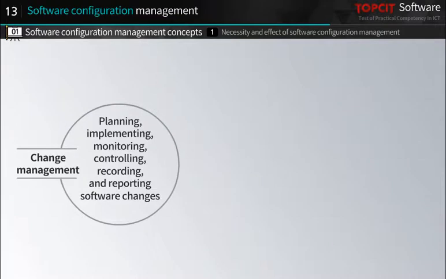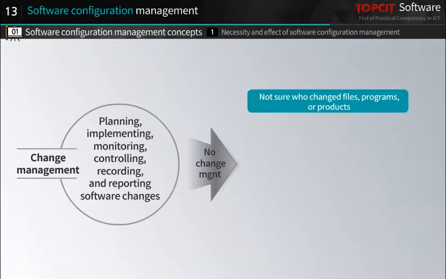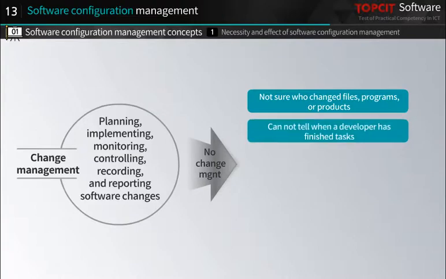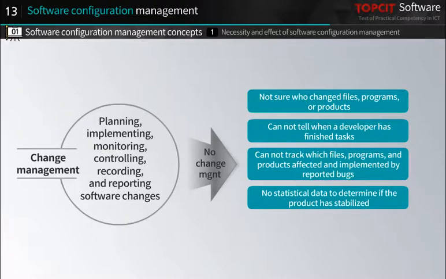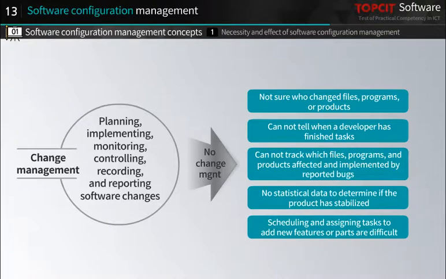Second, change management refers to planning, implementing, monitoring, controlling, recording, and reporting software changes. The following symptoms may occur if there is no such change management. We are not sure who changed files, programs, or products. We cannot tell when a developer has finished tasks. We cannot track which files, programs, and products are affected and implemented by reported bugs. There is also no statistical data to determine if the product has stabilized. Finally, scheduling and assigning tasks to add new features or parts are difficult.